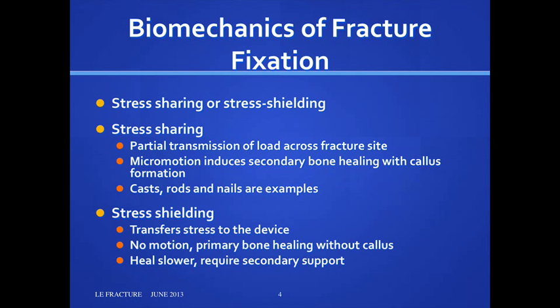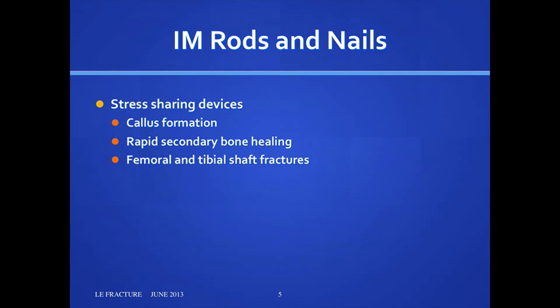A stress sharing device allows micromotion and therefore some callus formation occurs. A stress shielding device basically takes all of the stress and very little motion or no motion is allowed or involved at the fracture site, and healing is slower and usually additional support is required. But if you think about those two types of devices, let's just look at some examples.